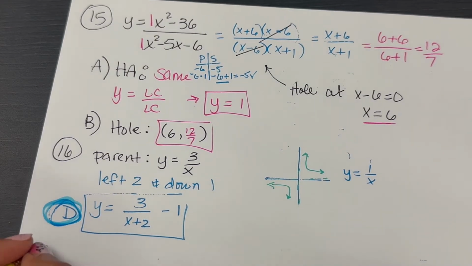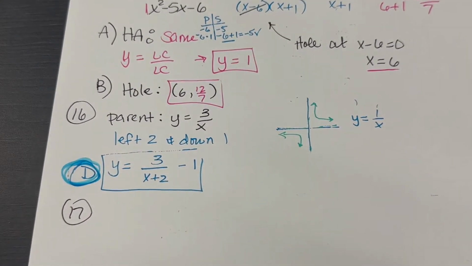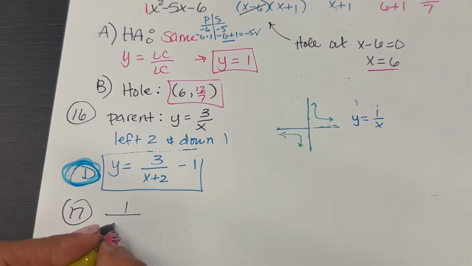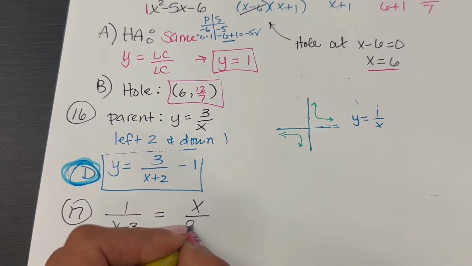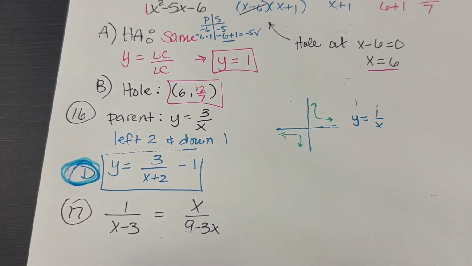Number 17 says what value of x makes the equation true? So we've got 1 over x minus 3 equals x over 9 minus 3x, okay?